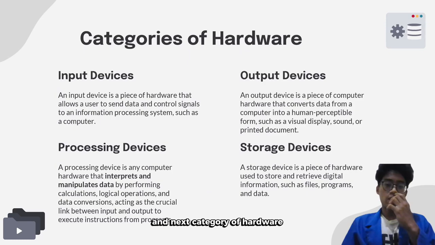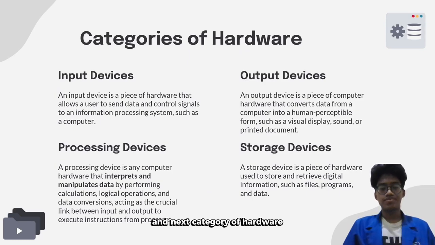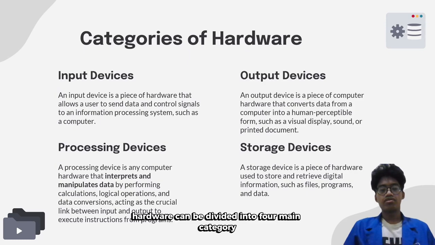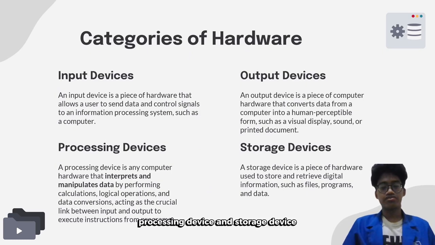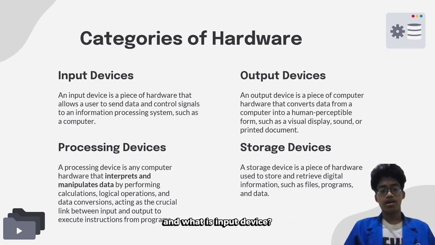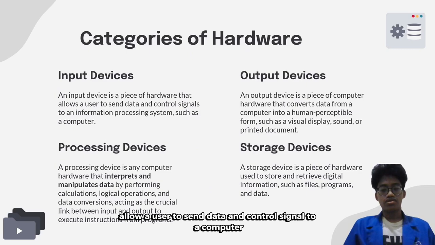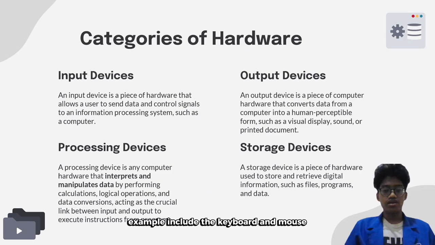And next, categories of hardware. Hardware can be divided into four main categories: input device, output device, processing device, and storage device. And what is an input device? An input device allows a user to send data and control signals to a computer. Examples include the keyboard and mouse.